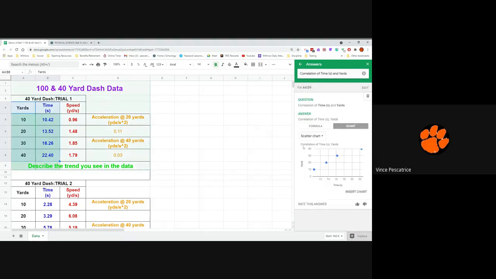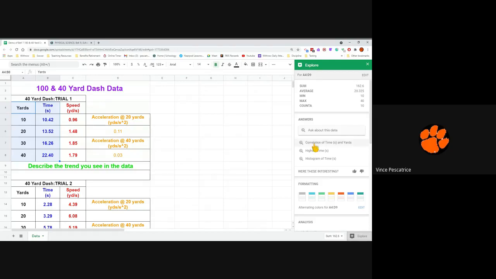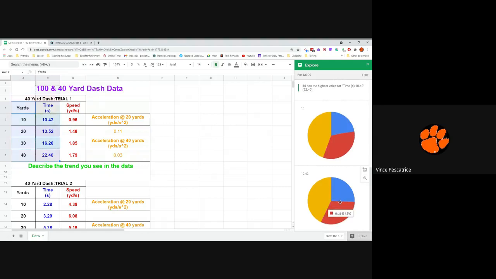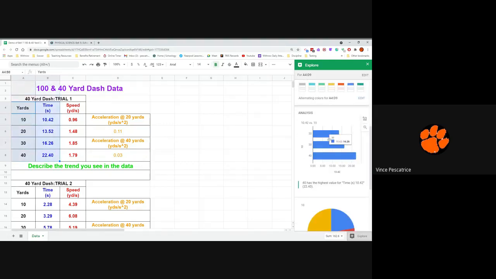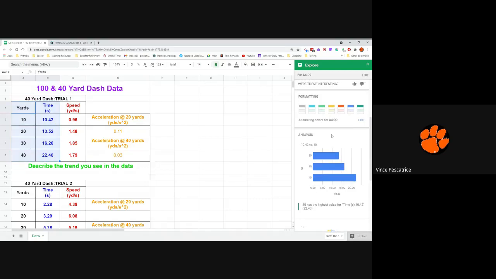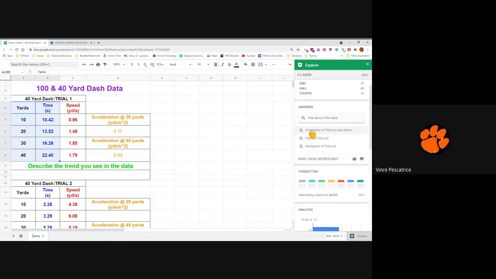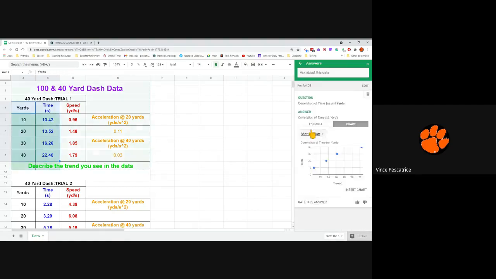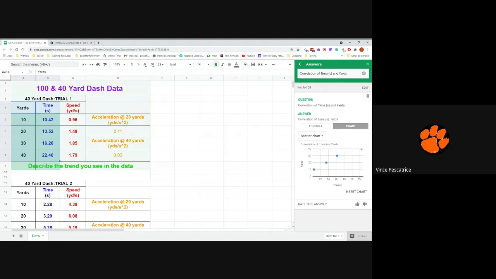So if you click on correlation between time and yards, you have your chart. I'll do that one more time. Correlation of time and yards. Correlation just means how are they related? How does one affect the other? If you don't see that graph down here, I can't guarantee that it'll come up, because I think this does it based on your graphing history and what graphs you use the most. So make sure you click on correlation of time and yards. Click that here. So this is the correlation, or the relationship, between time and yards.